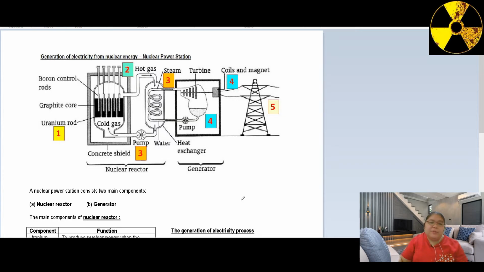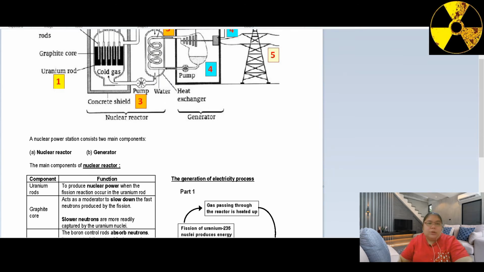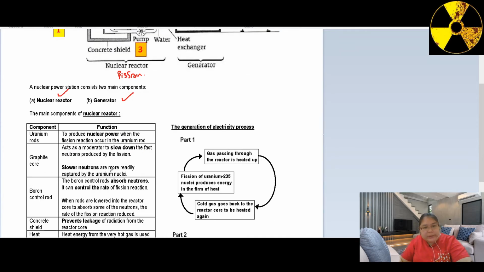First part, can you see we separate by 2. This one is a power station, nuclear power station. We separate by nuclear reactor and nuclear generator. First one is a reactor. Reactor, that means you want to happen nuclear fission. After that you produce heat. Now you want to generate the electricity. So this part we call generator. Now we're going to see every part's function first.